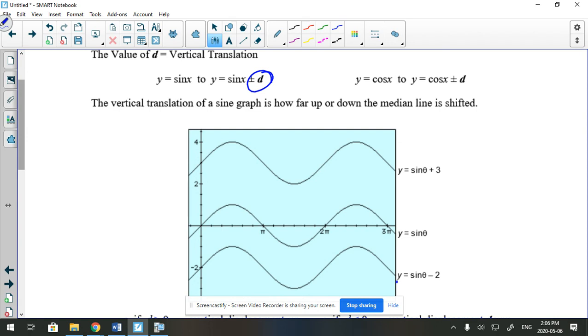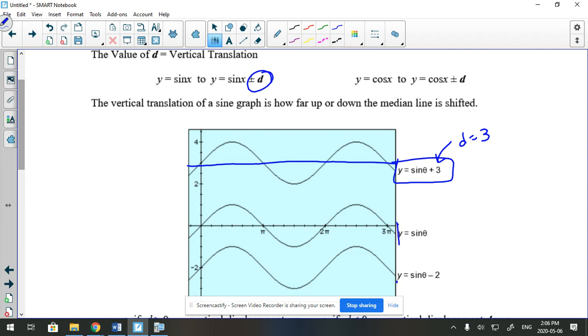Vertical displacement is where your midline is shifted. A typical graph will go around the x-axis, peak above it, and then have a minimum below it. But we can shift that line up. So you can see here for y equals sine theta plus 3, your vertical displacement is 3. That means my midline is now at the number 3, which makes sense for this graph.